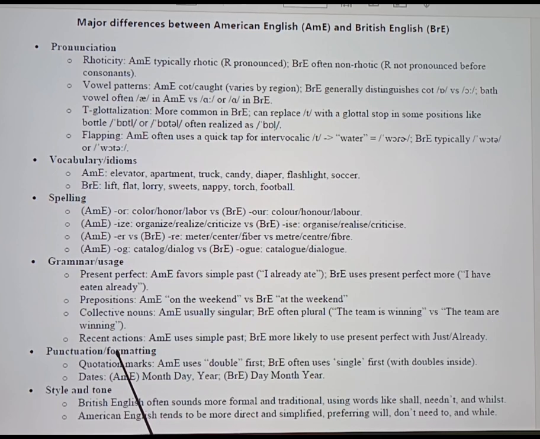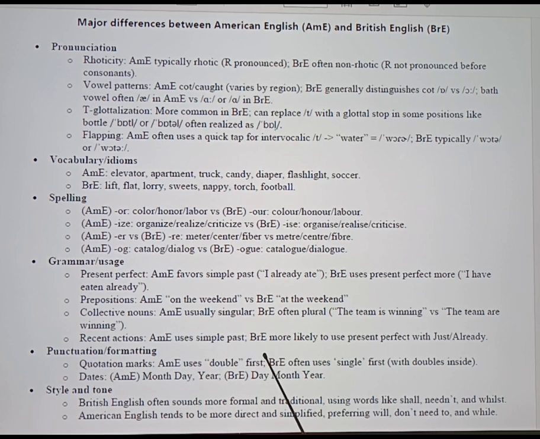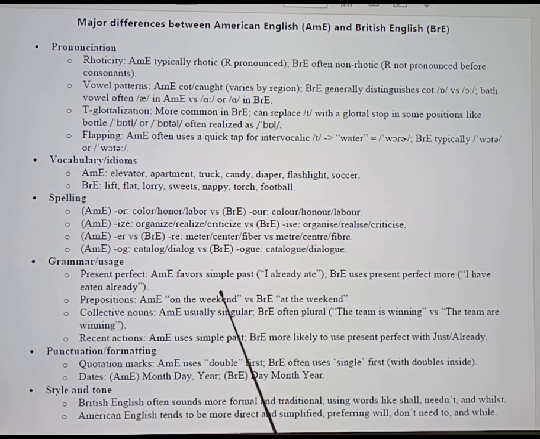The recent actions, like the American uses simple past, this is what I discussed already, and British people are more likely to use present perfect with just and already. So I just wanted to add to the first one, in which we used the simple past in American English. In British English, we use just and already with the present perfect tense. All right. Anyway, another category is the punctuation or formatting.